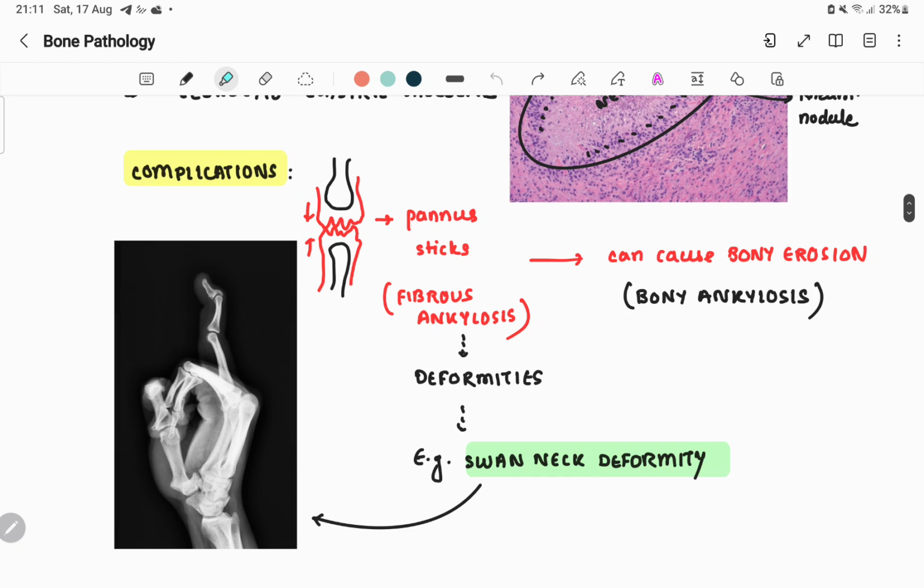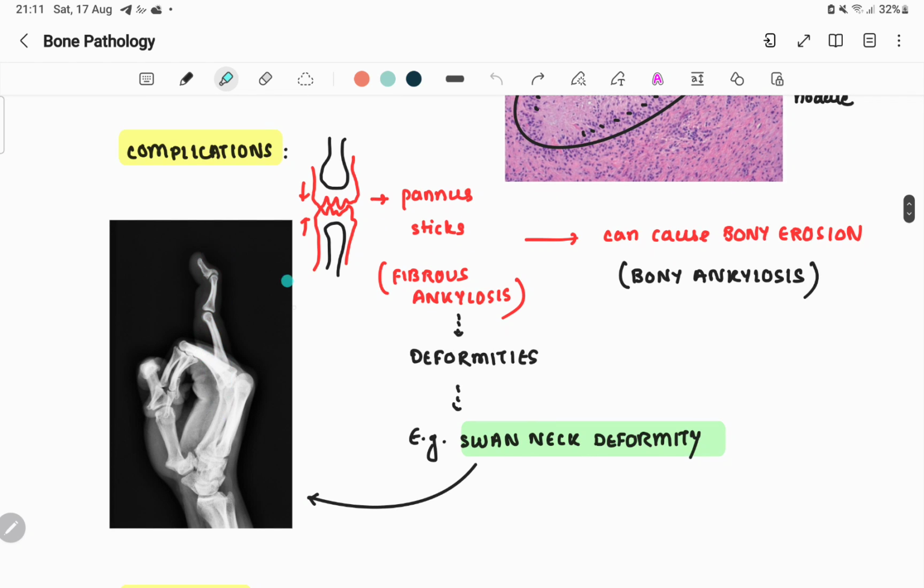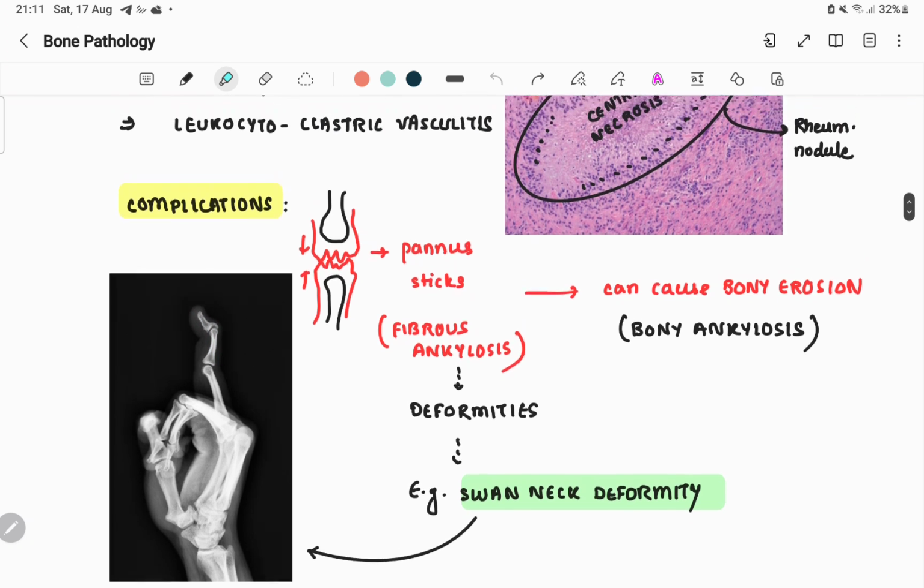What are the complications? Look at this. Swan neck deformity of the fingers. You can see here in the X-ray findings, swan neck deformity. Look at this swan neck deformity. It appears like the beak of a swan. You must have read about this in anatomy.